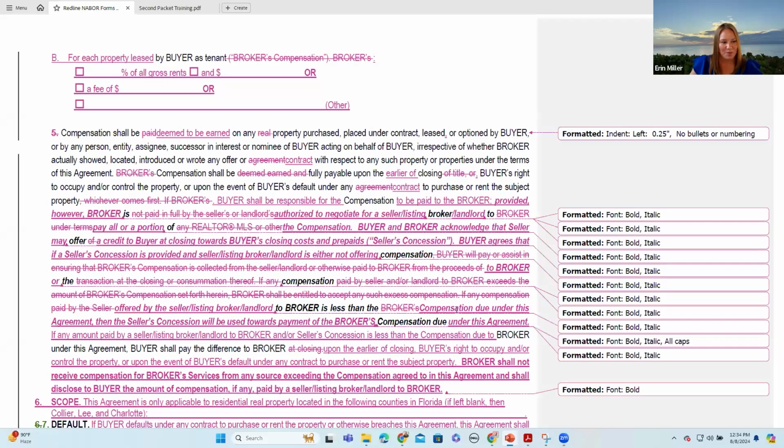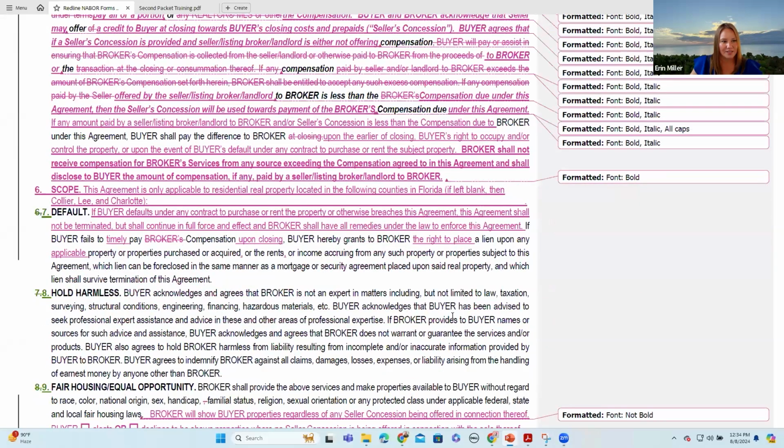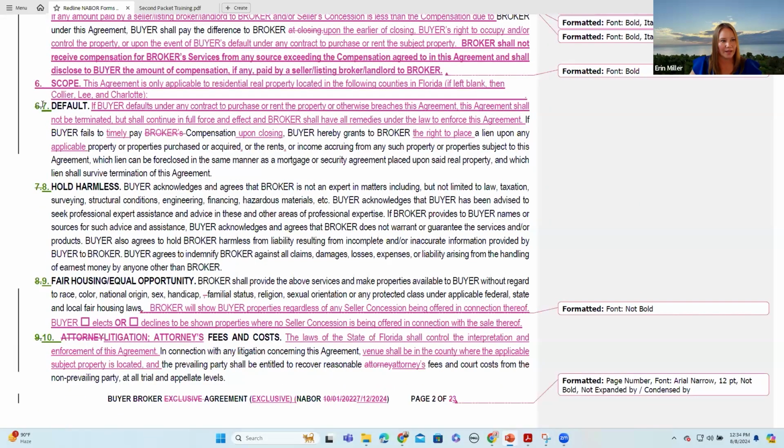Okay, I'm going to move on to paragraph 7, default. Again, the event of a default is different than an ability to terminate under a contingency, okay?